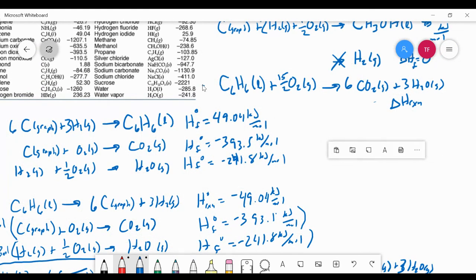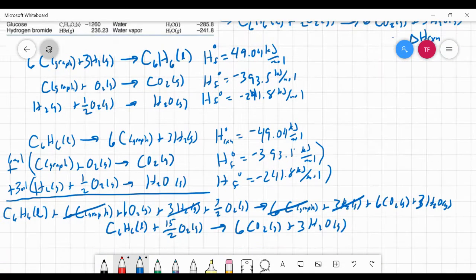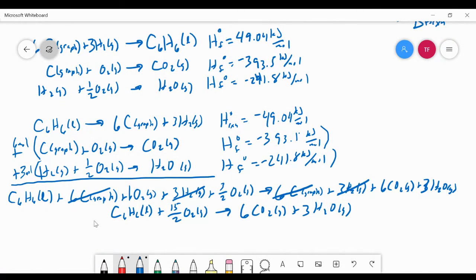Here's the reaction I was trying to build. I found the enthalpies of formations for those substances, flipped and multiplied as necessary, and they added up to the reaction that I was looking for to begin with. So enthalpies of formations can be a really good way of adding smaller reactions to get an overall reaction. And again, the reason we can do this is because the law of conservation of energy and also the law of conservation of mass.